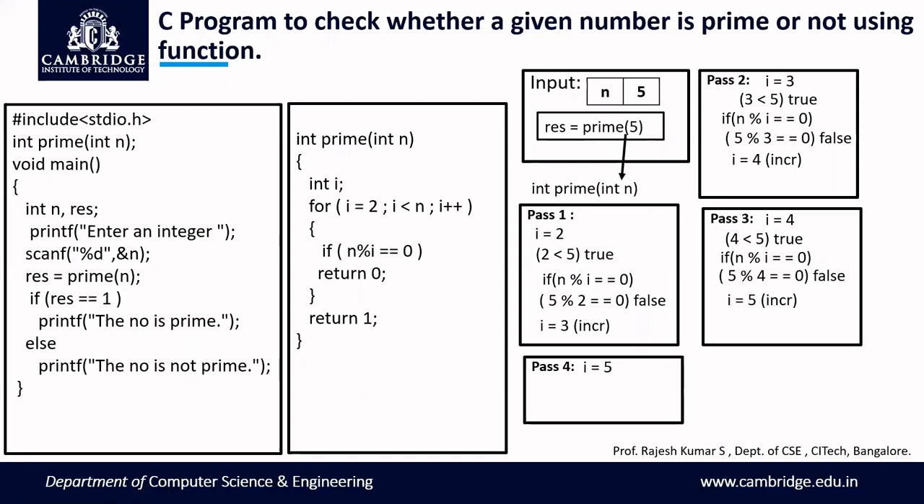I'll check for the condition. 5 is less than 5, the condition becomes false. When the condition becomes false, I'll come out of the outer for loop. The observation made here is the given number was 5.